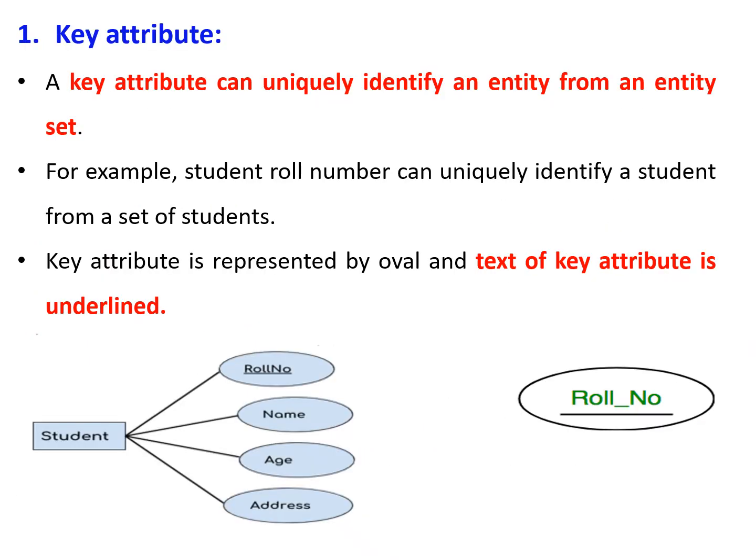First one, key attribute. A key attribute can uniquely identify an entity from an entity set. For example, student roll number can uniquely identify a particular student from a set of students, right? So roll number is a key attribute, which can be represented by an oval and the text of the key attribute is underlined. So we have to note that we have to underline that roll number. This is what is called a primary key or key attribute in an entity.